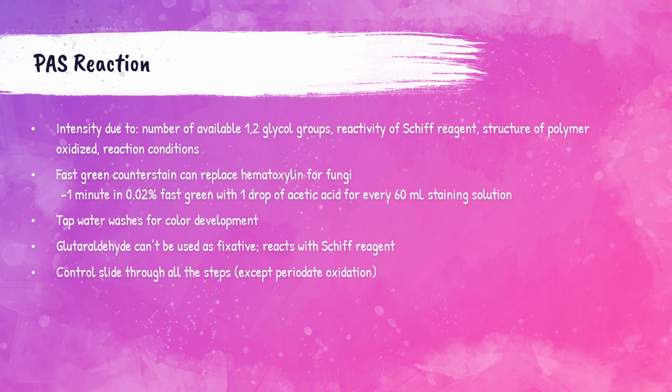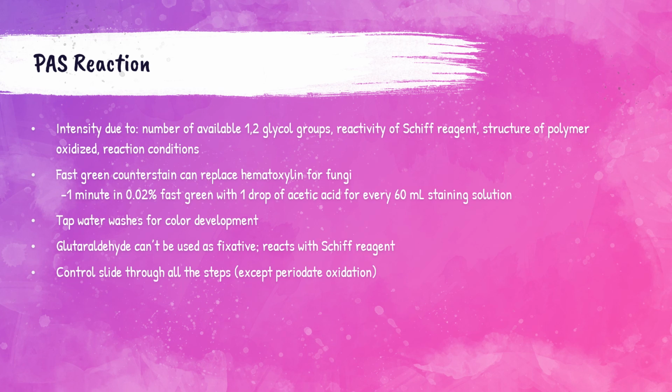How intensely a tissue stains with the PAS reaction is due to 4 different factors: the number of the available 1,2 glycol groups, the reactivity of the Schiff reagent, the structure of the polymer that is being oxidized, and the conditions in which the reaction occurs. If staining fungi, a fast green counterstain can be used instead of the hematoxylin step. If desired, the section is counterstained for 1 minute in 0.02% fast green with 1 drop of acetic acid for every 60 milliliters of staining solution.